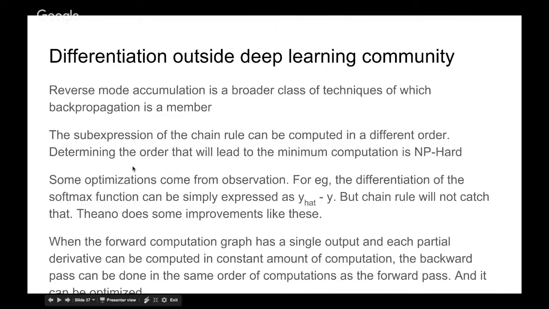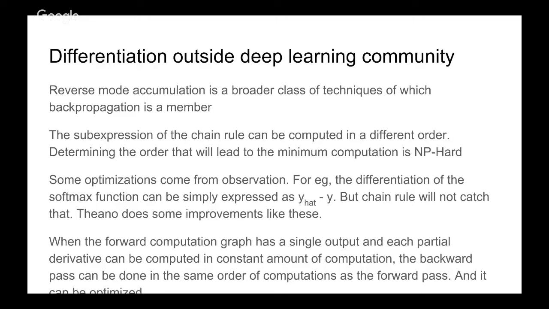So this backpropagation is one of the techniques in a class of techniques they call reverse mode accumulation. If you see, they're computing the last layer, then using that to compute the second last layer, and then the third last layer.